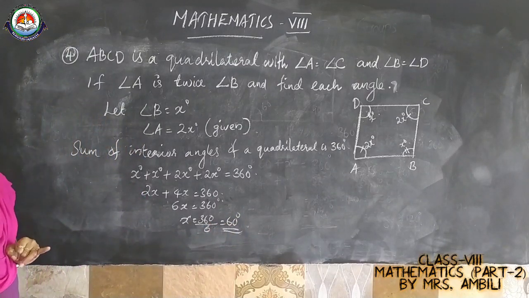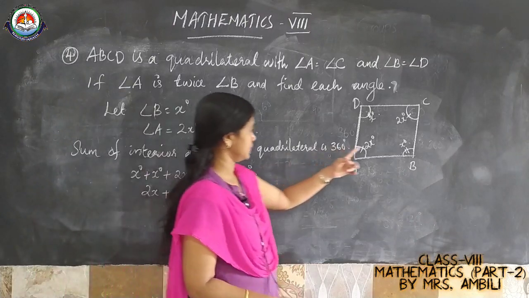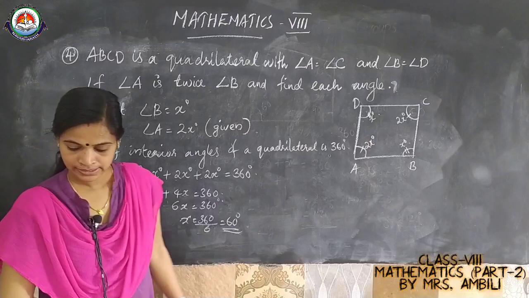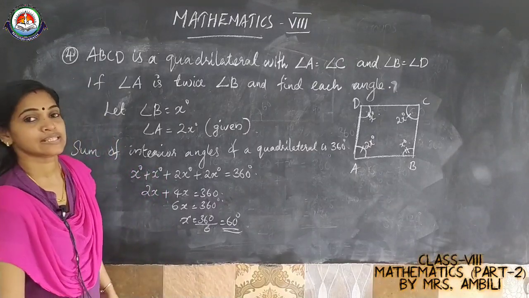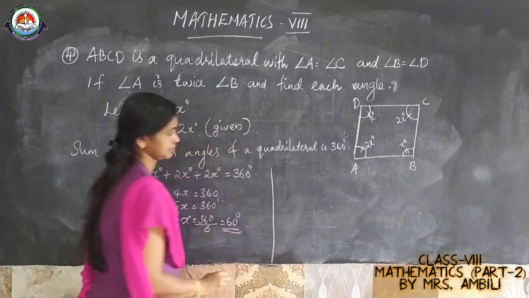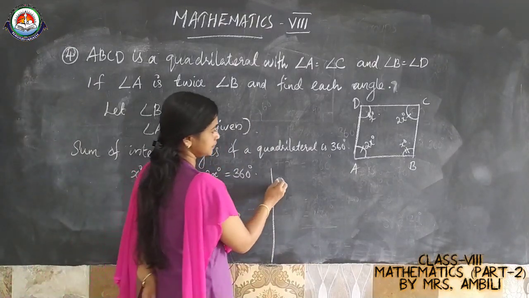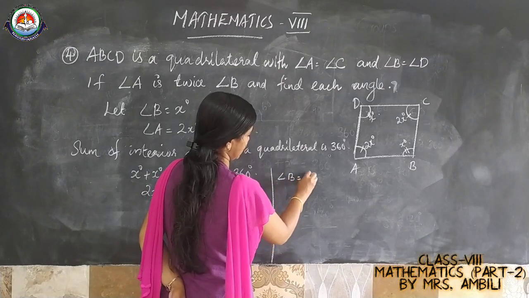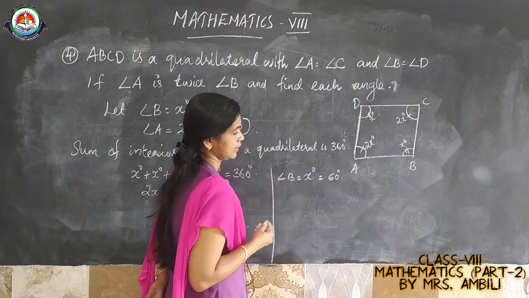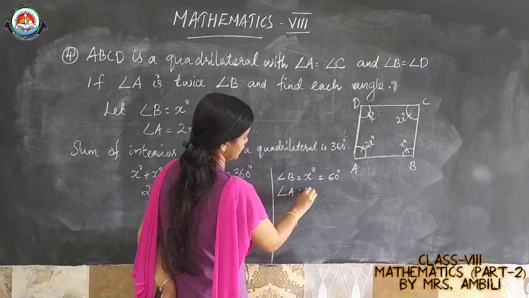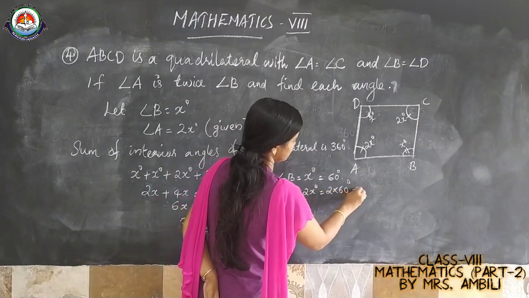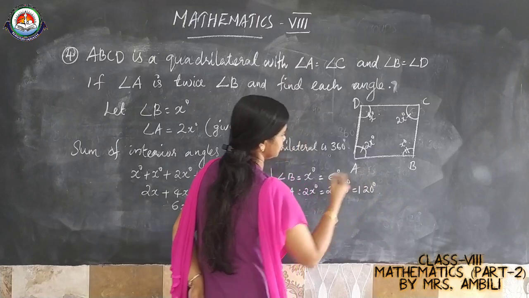So, now we got x equal to 60 degree, that is this angle 60 degree. So, if x equals 60 degree, we can find out all other angles. So, write angle B equal to x degree equal to 60 degree. Angle A equal to 2x degree equal to 2 into 60 degree equal to 120 degree.